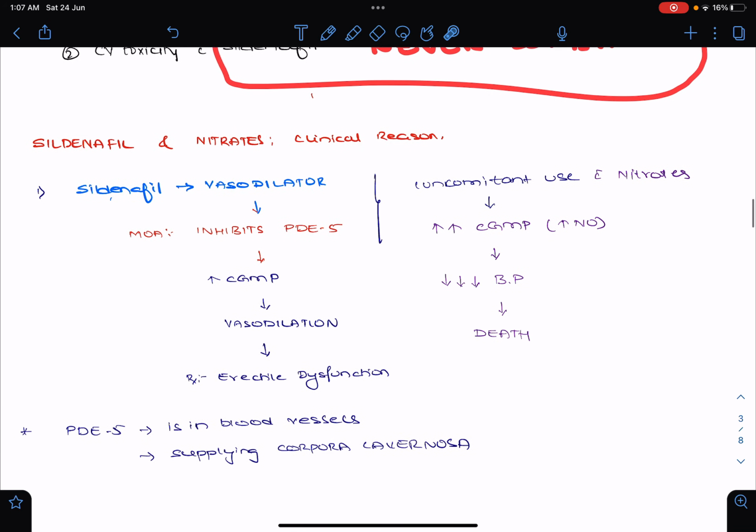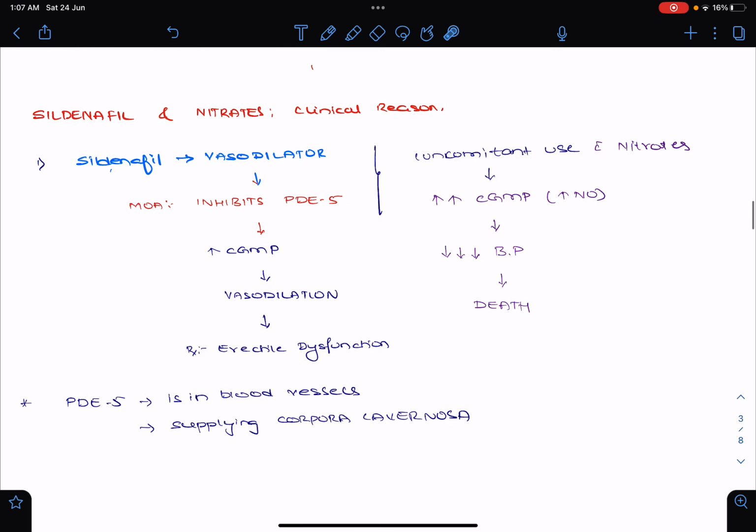The clinical reason behind not combining nitrates and sildenafil is that sildenafil, as you know, is also a potent vasodilator. Basically, they are phosphodiesterase 5 inhibitors. So what is the activity of phosphodiesterase 5? It increases the metabolism of cyclic GMP. Whereas sildenafil inhibits the phosphodiesterase 5 activity, thereby increasing cyclic GMP.